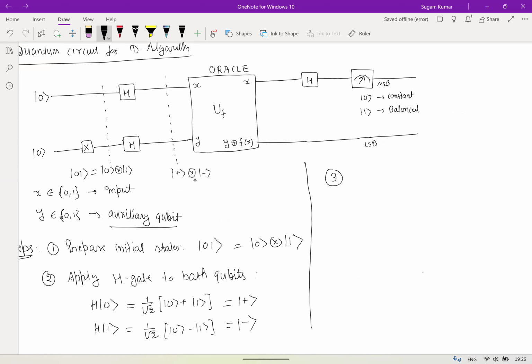And after this, you apply the oracle. So you're going to apply this UF on the state, which is generally X and Y. Here it will be plus and minus. What this oracle will do is not change the X state, but the Y state will become Y modulo 2 addition of the function f(x).